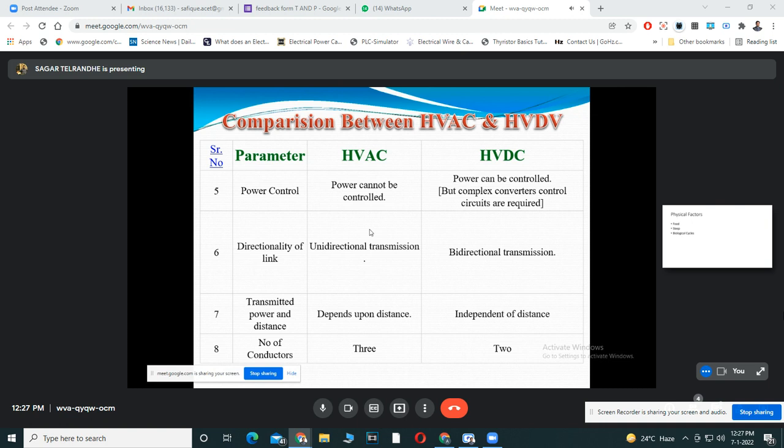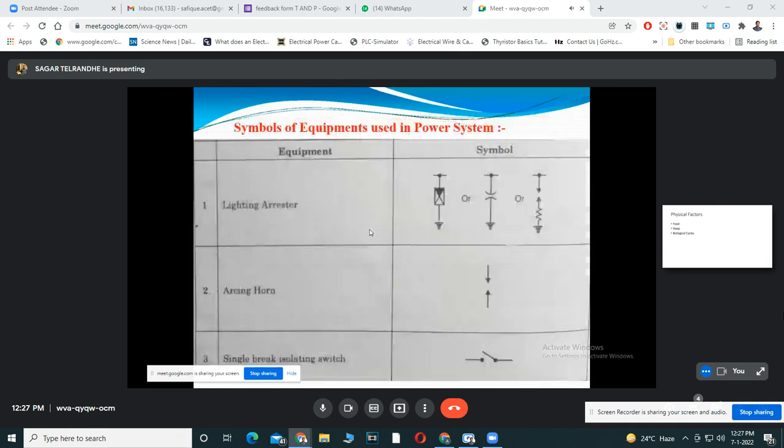Directionality of link. The HVAC line is unidirectional, but the HVDC line is bidirectional. Transmitted power depends upon the distance in HVAC, whereas it is independent of distance in case of HVDC lines. Number of conductors required in case of HVAC line is 3 and in case of HVDC is 2.